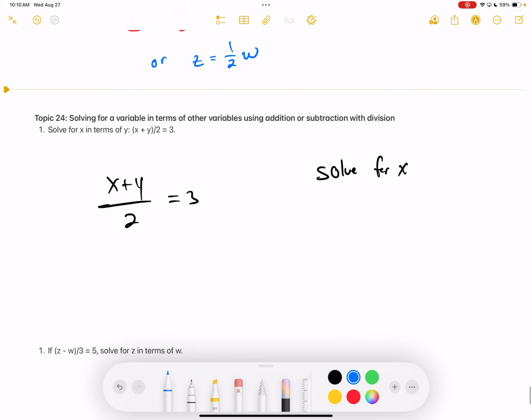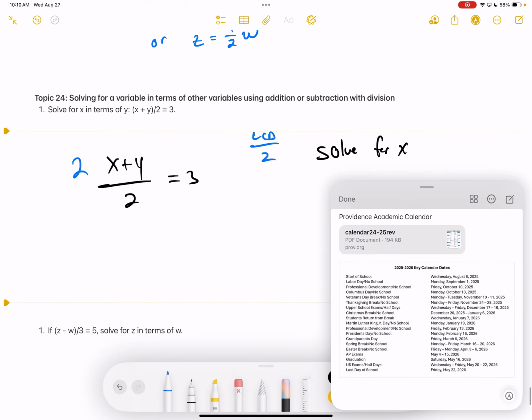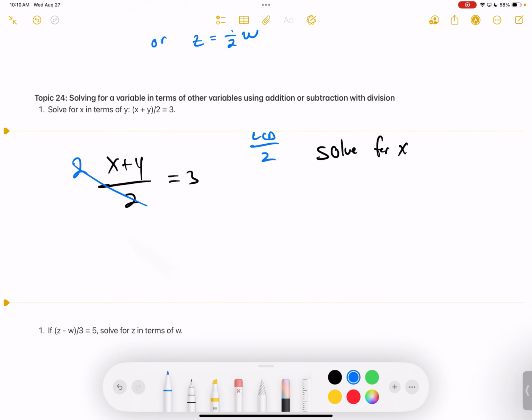All right, so just like we've been doing, get rid of the fraction. My LCD here is 2, so I'm going to multiply both sides by 2. So these cancel out, and I get x plus y equals 3. I'm sorry, I forgot to multiply that by 2. That's the most common thing to do when you make a mistake, just like I just did. You got to multiply everything by 2, so don't forget to multiply that 3 times 2.